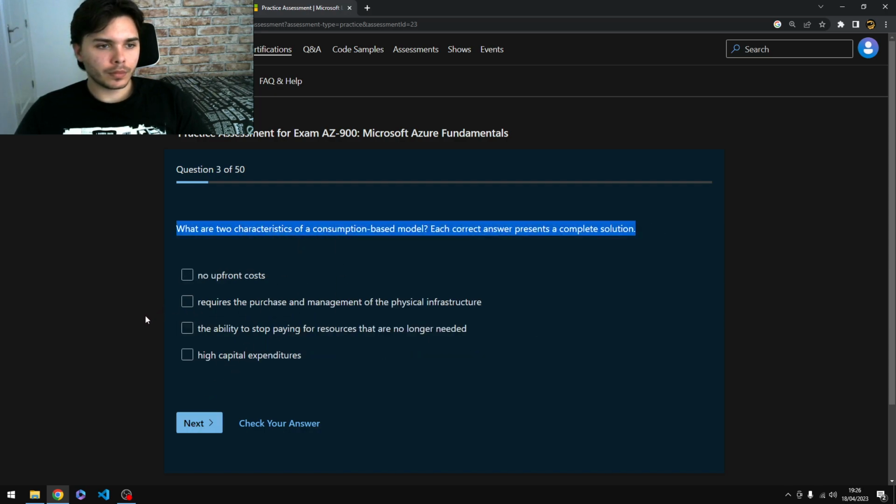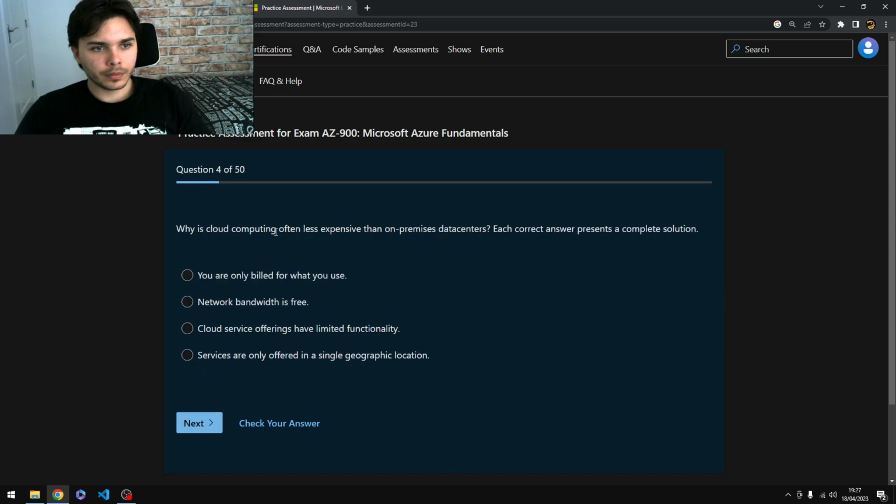What are two characteristics of a consumption-based model? Each correct answer presents a complete solution. Why is cloud computing often less expensive than on-premises data centers? Each correct answer presents a complete solution.